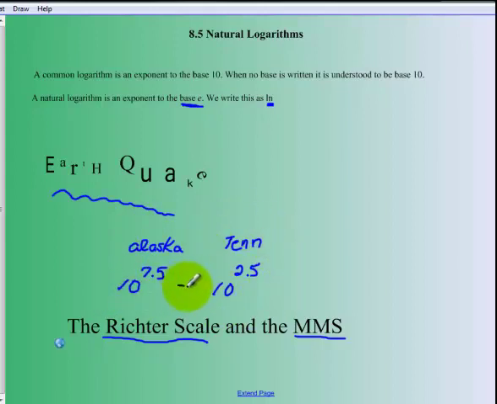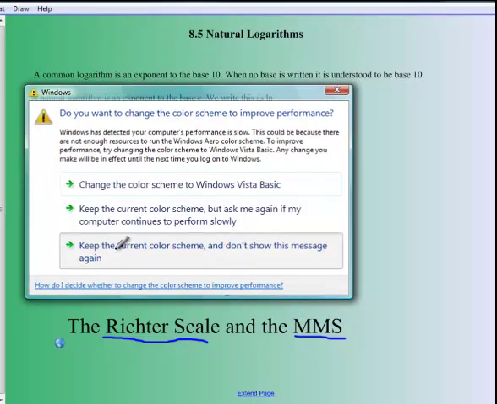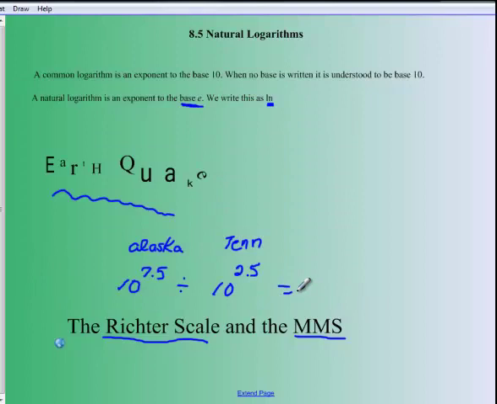I know I have to divide, and when I divide, I subtract the exponents. So 7.5 minus 2.5 gets me 5. So this earthquake in Alaska was 10 to the 5, or 100,000 times, as big as the Tennessee earthquake. And that's one reason why we still use logarithms, because it's much easier to talk about in terms of the exponents than it is to have these huge numbers.